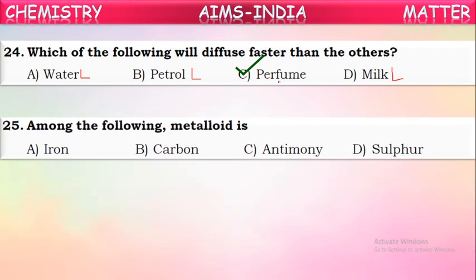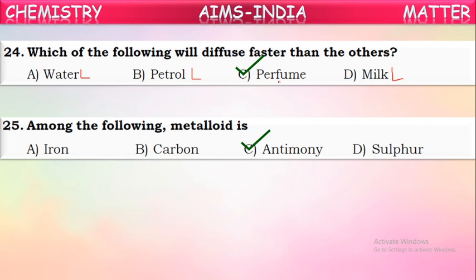Now, among the following, which is a metalloid? What are metalloids? The elements which exhibit the properties of both metals and non-metals are called metalloids. There are certain elements like silicon, germanium, antimony, bismuth. These elements come under metalloids. Out of those, one of them is given here, that is antimony. Antimony is one of the metalloids. It can show the properties of both metals as well as non-metals.